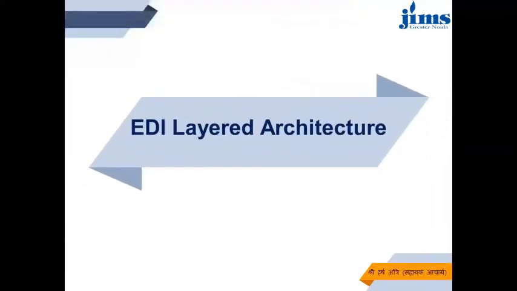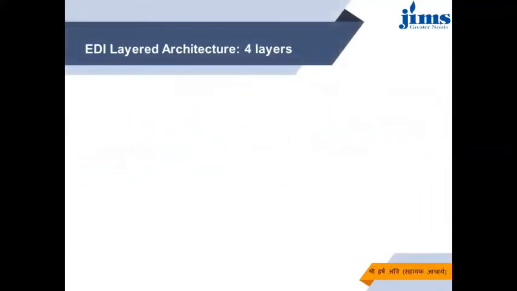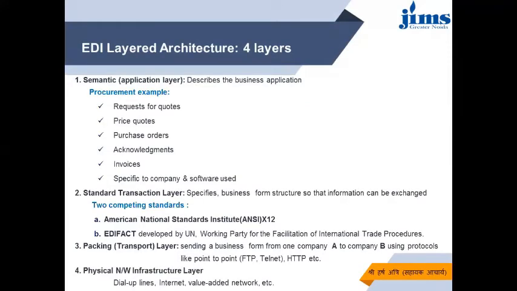Next is the EDI layered architecture. EDI layered architecture is of 4 layers. The topmost layer is the semantic or the application layer. It describes the business application in which we request quotations, price quotes, purchase orders, acknowledgements, invoices, specific to the company and software used. So the application layer is what we are viewing on our computers, through the website or through a standard form. This is called the application layer.